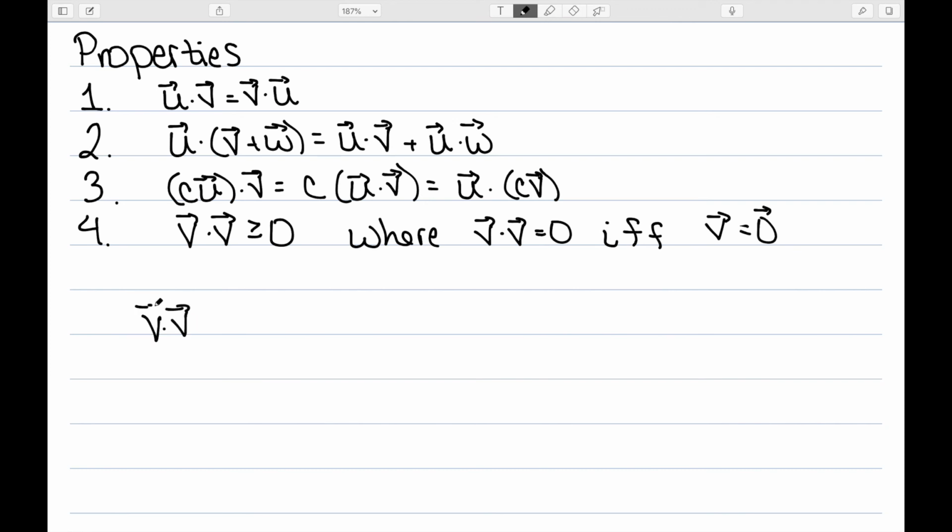So v dot v, we multiply things in corresponding positions and add. So we have v1 squared plus v2 squared all the way up to vn squared. So we can see we square a bunch of things, so these are always nonnegative, and then add them up. And the sum of a bunch of nonnegative numbers is always nonnegative. In addition, the only way for this to be equal to 0 is if each one of these terms is equal to 0. In other words, v is equal to 0.